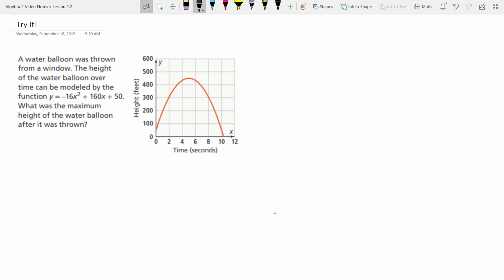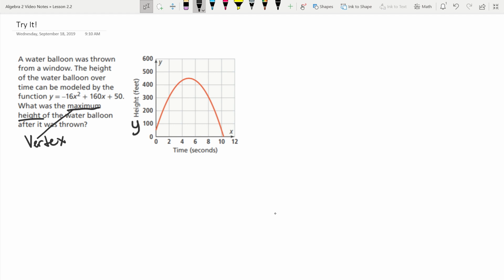All right. So we got another word problem. A water balloon was thrown from a window. The height of the water balloon over time can be modeled by the function negative 16x squared plus 160x plus 50. What was the maximum height of the water balloon after it was thrown? So we want the maximum height again. When you see maximum or minimum, that means some kind of vertex. But they're looking for the maximum height, so they're looking for the y coordinate of the vertex.